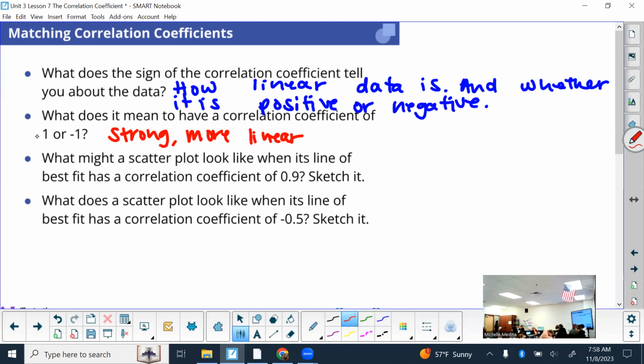Table 7, what might a scatter plot look like when its line of best fit has a correlation of 0.9? So it'd have a positive slope. What else? Would it look more like a straight line or less like a straight line? More like a straight line. So when you sketched it, it probably is not going to be a perfectly straight line. So you probably want to draw some that are a little bit not straight. But for the most part, it is straight. You can tell it's going upward. So something to that effect, but not perfectly straight.